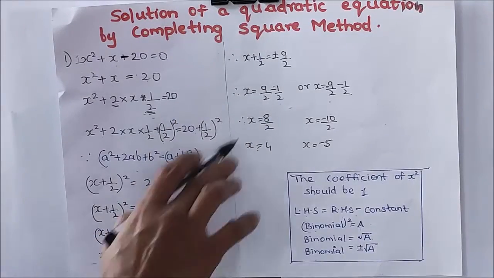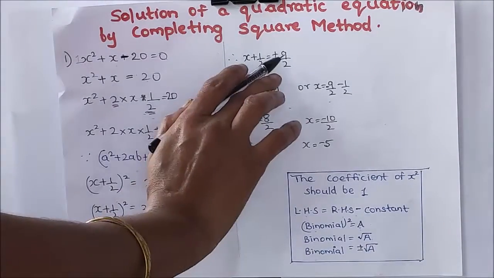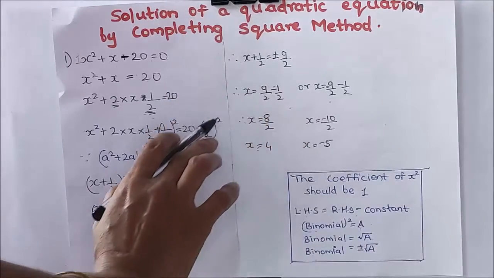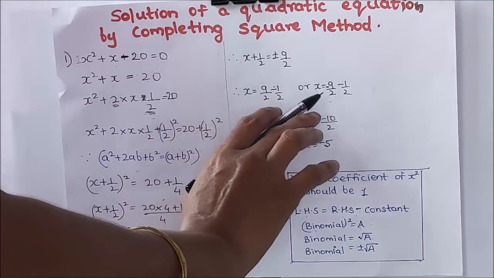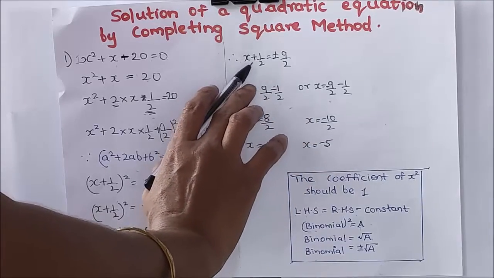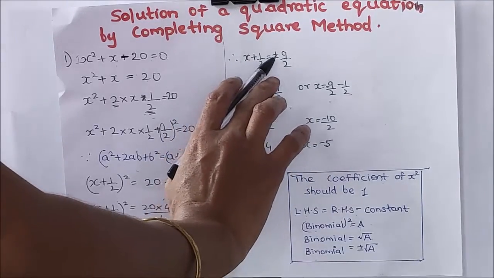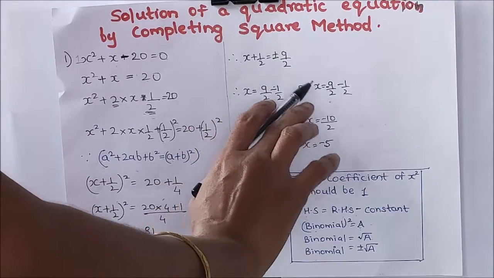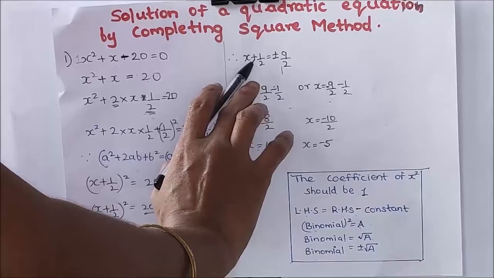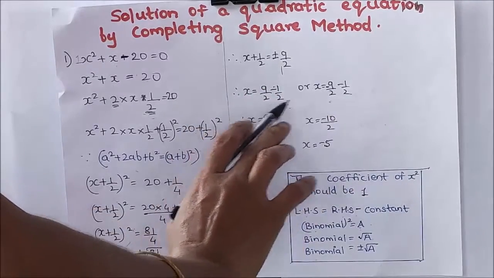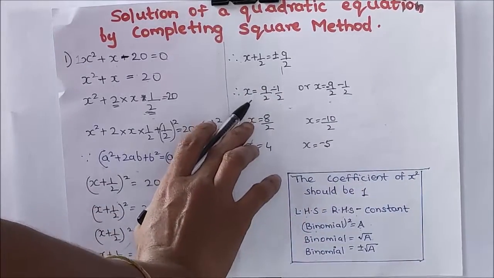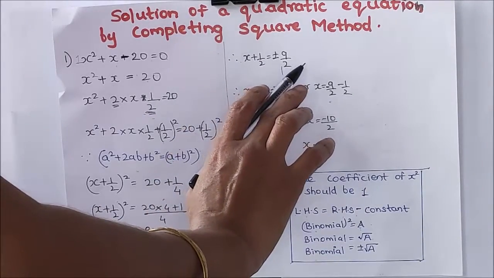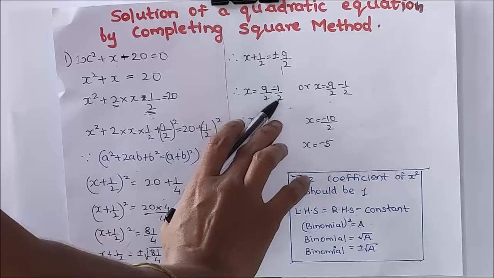Therefore, x plus 1 by 2 equals plus minus, when I take out the square root, 81 is the square of which number? 9. 4 is the square of 2. So x plus 1 by 2 equals plus minus 9 by 2. Now I can equate it separately. That is, x plus 1 by 2 equals plus 9 by 2, or x plus 1 by 2 equals minus 9 by 2. I get two values of x. x equals 9 by 2 minus 1 by 2. If I shift this plus 1 by 2, it becomes minus 1 by 2.